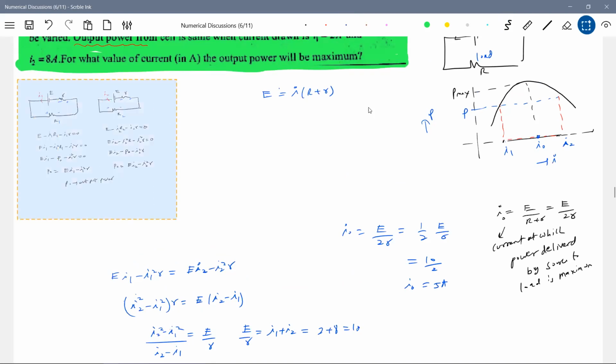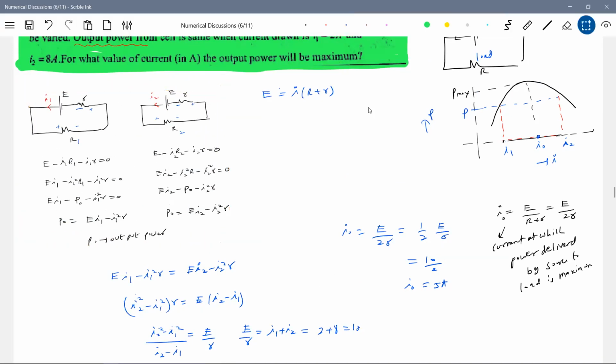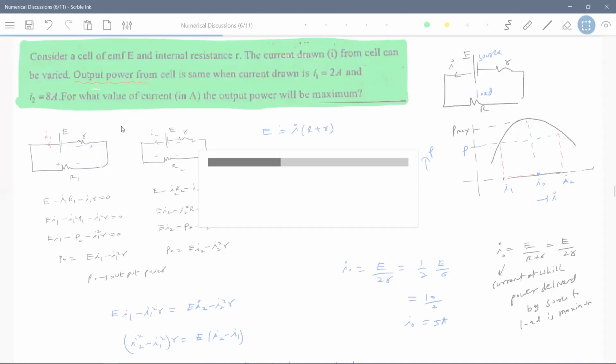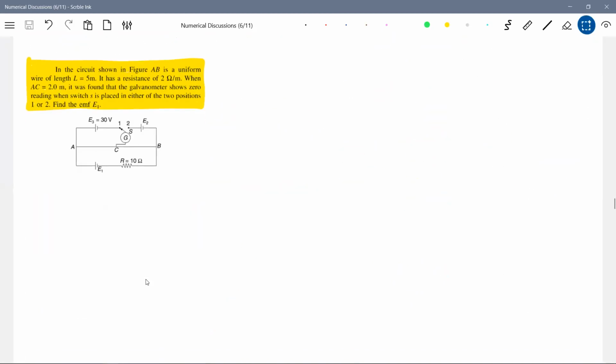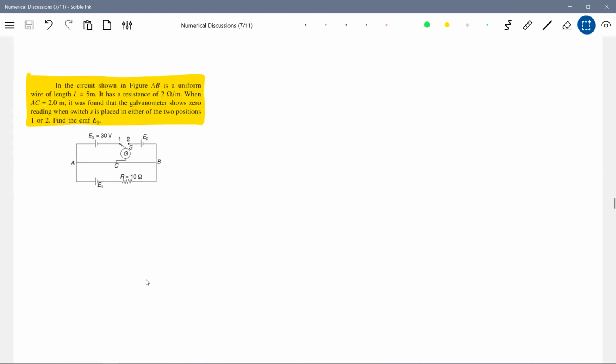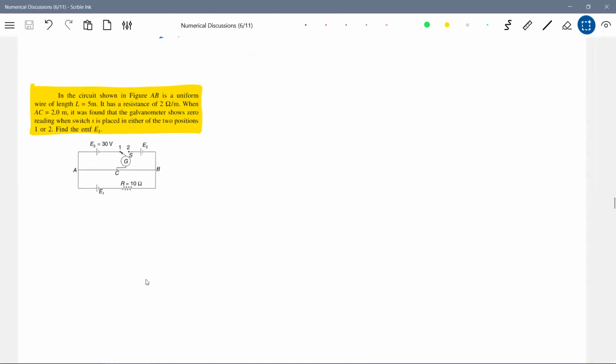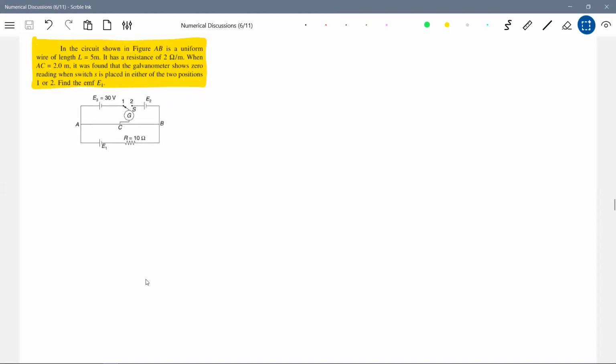I think the initial assumption we made will really help us a lot in the numerical. Okay, we'll take the next one now. One more, this is simple. I think it's purely circuit based.